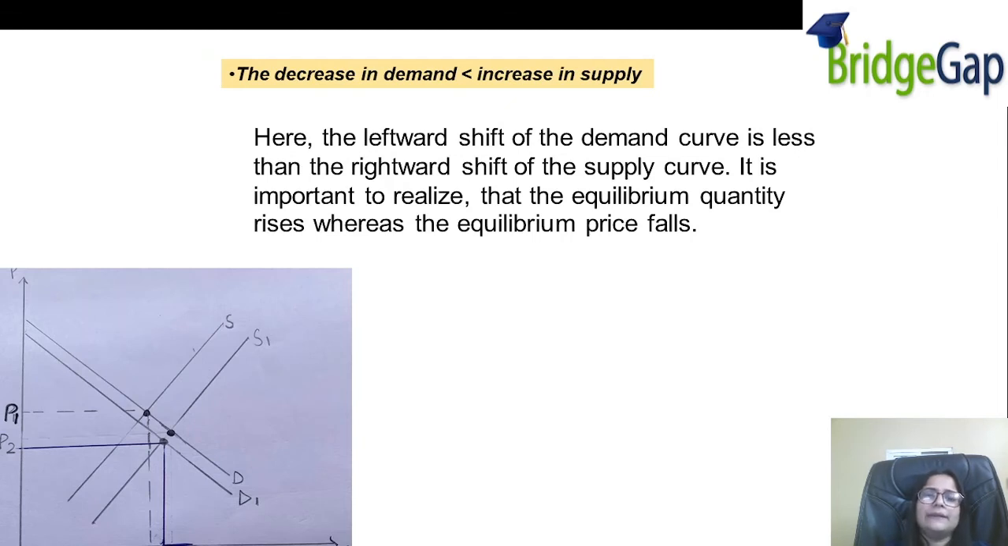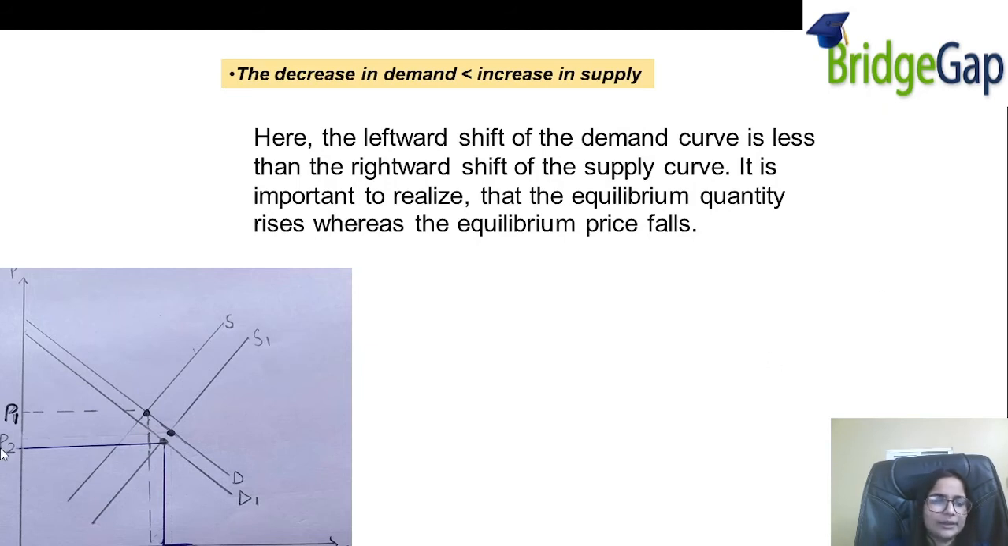Now, if the increase in supply is greater than the decrease in demand, that means the demand has decreased by a lesser proportion as compared to how much supply has increased. So obviously we are able to make out that the prices will go down only, and as supply has increased, the quantity supplied will increase, which will lead the equilibrium quantity to rise.